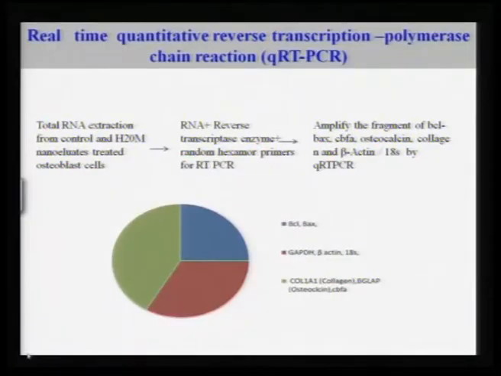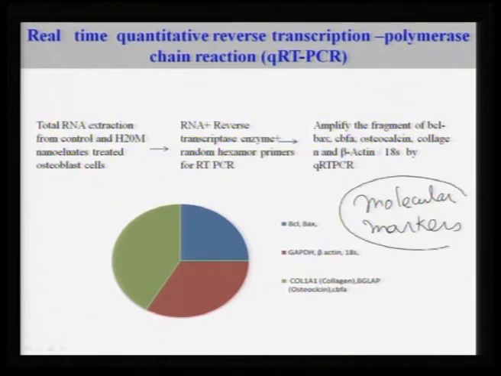Now, in the next few slides I will be showing you how different molecular markers, means different genes, are involved in the bone cell differentiation process. Bone cell differentiation means when it is going from live cells to apoptotic cells, right.